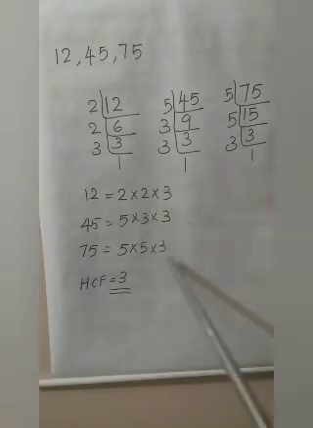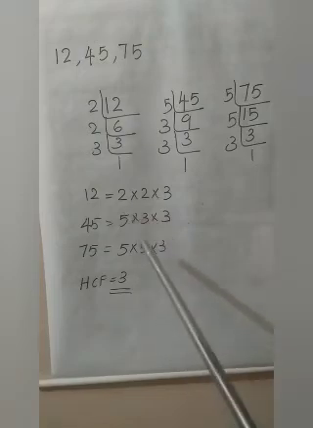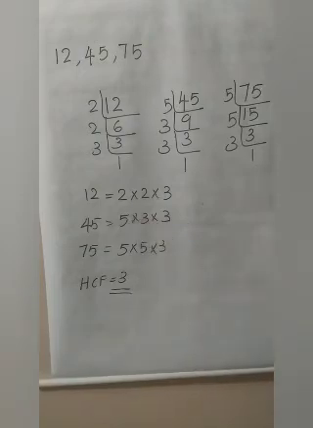So only 1 3 is common. Here there are two 2s, but here there are no 2s. So the only common factor is 3. So the HCF of these 3 numbers is 3.